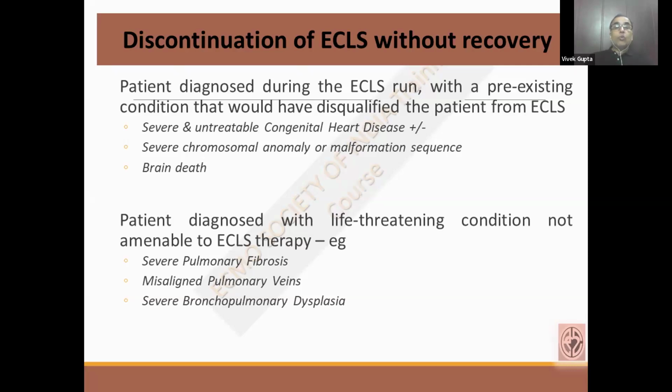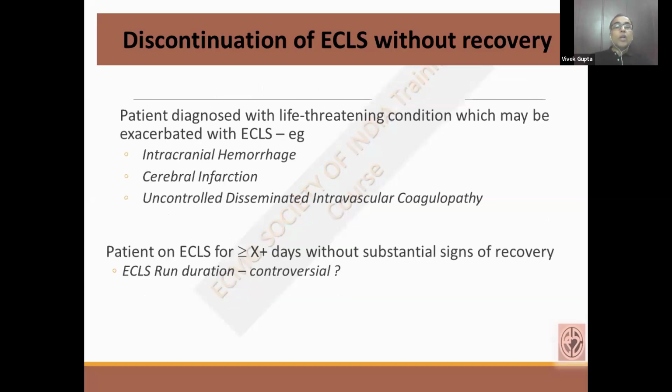So this is one part, that the patient is recovering, but there is a possibility that we have to wean without recovery. What are those conditions? When we have initiated ECMO without knowing that the patient has some congenital anomaly, or a chromosomal abnormality, or some severe bronchopulmonary dysplasia, or some non-treatable condition. Or the patient has developed intracranial hemorrhage, there is a massive infarction, or there is an uncontrolled disseminated intravascular coagulation. All these are conditions where continuing ECMO may not be beneficial.